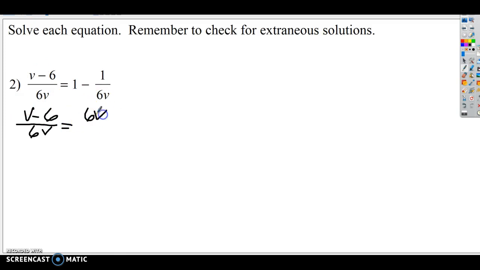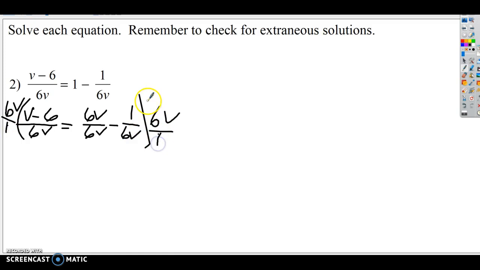And now we're going to write 6v over 6v, which is the same as 1, and then minus 1 over 6v. Now that I have all of my denominator the same again, I'm going to do the same thing as I did last time, multiply by 6v over 1. Since this is on top and this is on bottom, it cancels with our denominator. So I'm going to have v minus 6 equals 6v minus 1. And that's just from the numerator. Everything on the numerator you keep exactly like it is, and then you solve.